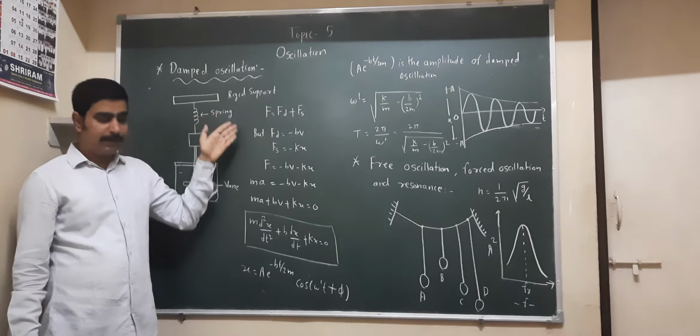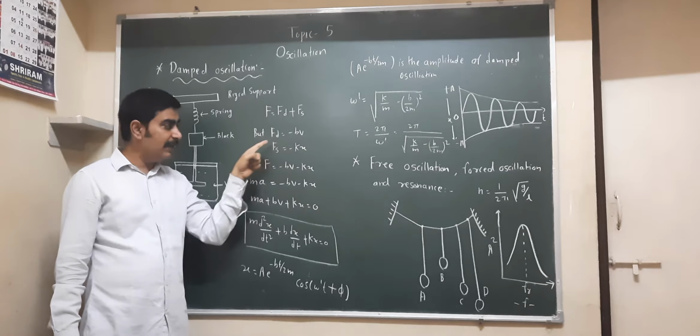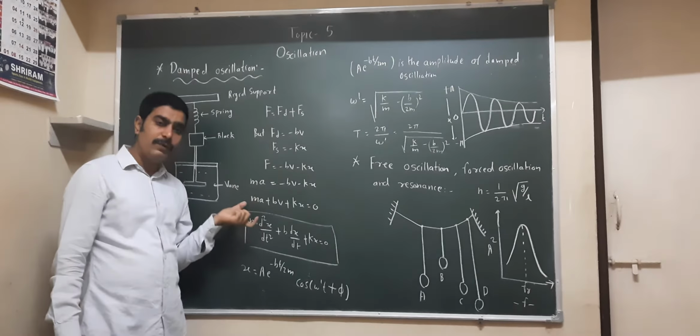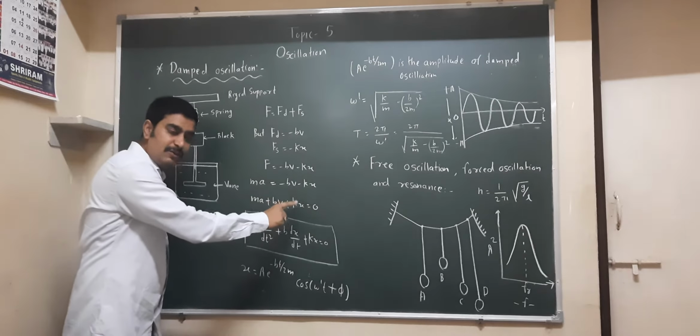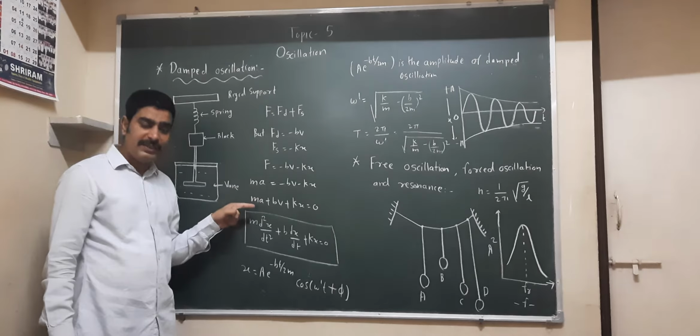Again I am going to explain this part. F is equal to Fd plus Fs. Fd is equal to minus bv. Fs is equal to minus kx. Now F is equal to ma, so we get the equation ma plus bv plus kx is equal to 0. Then what is the a? A is the acceleration. What is the value of acceleration?